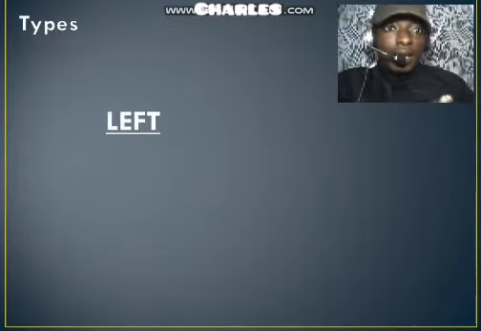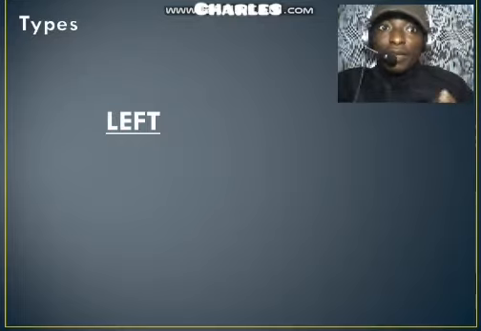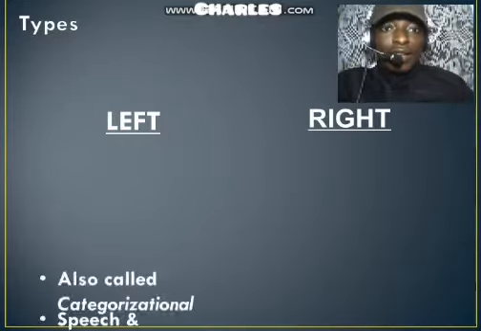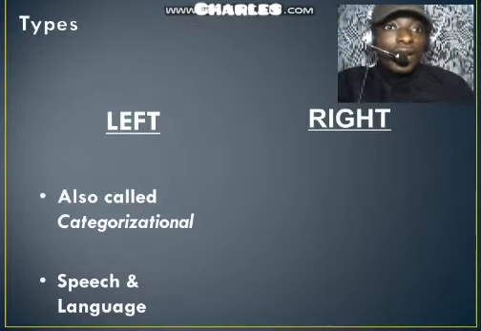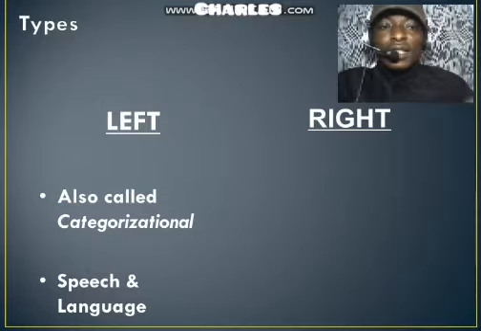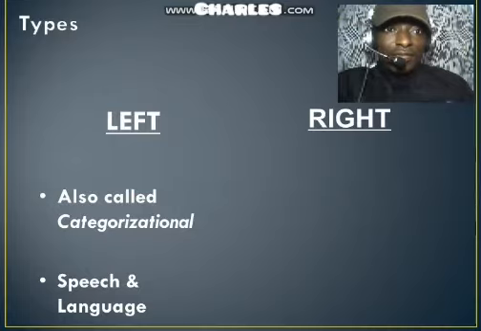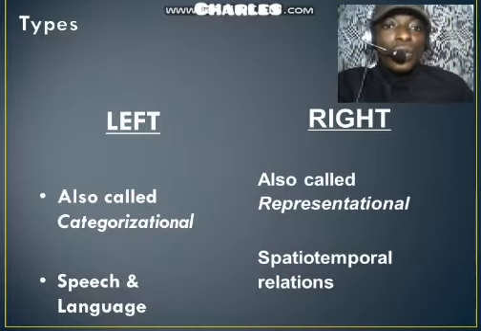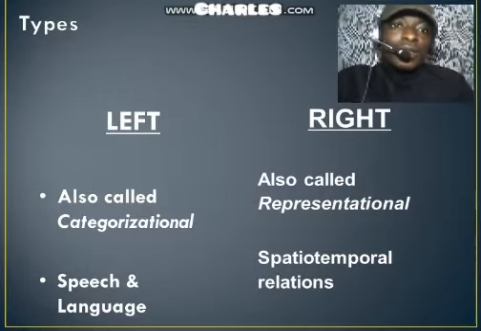There are two main types of the cerebral hemisphere: the left hemisphere and the right hemisphere. The left hemisphere is also known as the categorizational hemisphere, and it is specifically important in speech and language. So as I'm speaking to you now, it is the left hemisphere that is regulating the speech. But the right hemisphere is also known as the representational hemisphere, and it is specifically involved in spatiotemporal relations. What are spatiotemporal relations? I will find out as we proceed in this class.